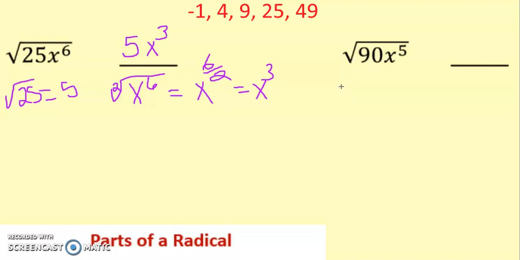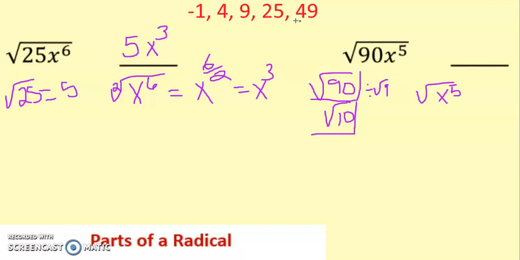Let's do that for the next one. Square root of 90x to the 5th. So 90 you can divide by 9. 90 divided by 9 is 10. None of these numbers go evenly into 10, so we're done with this part. Square root of 9 is 3. Now let's do x to the 5th power. We can rewrite that as x to the 5 halves. That's not a whole number though, so let's do some long division.